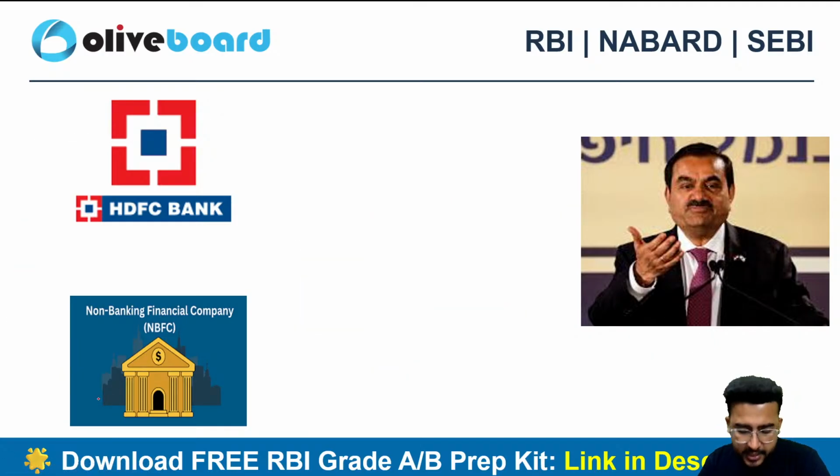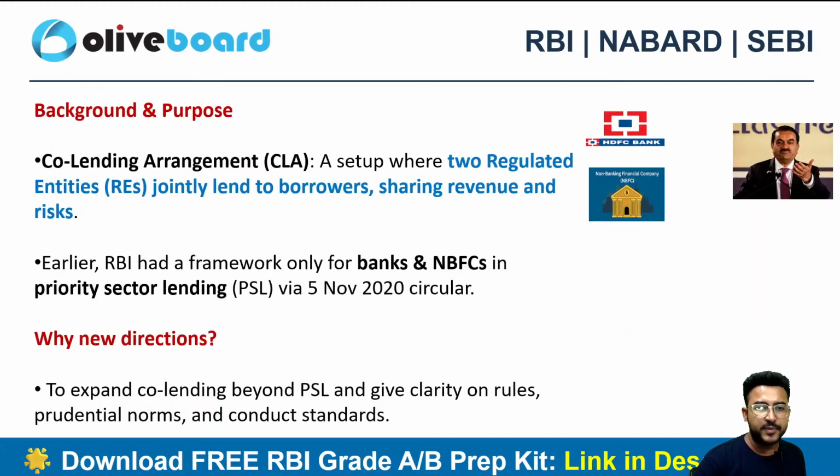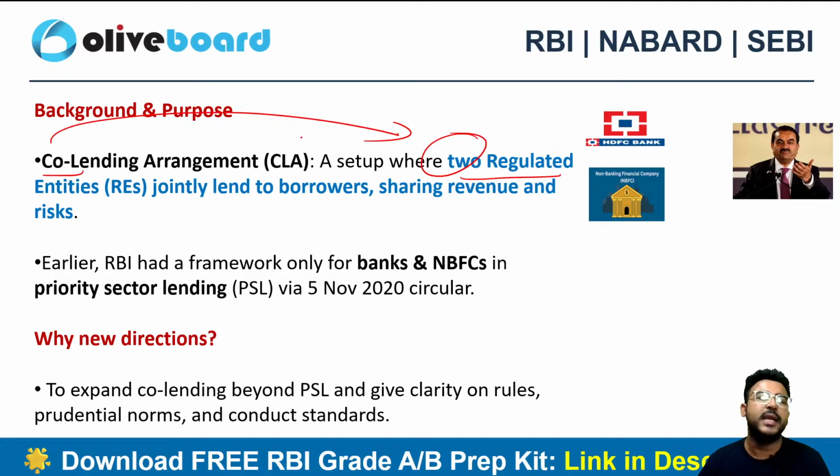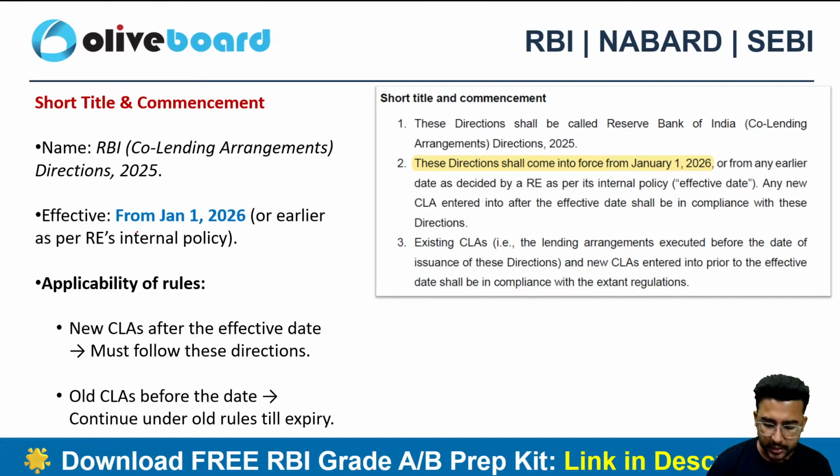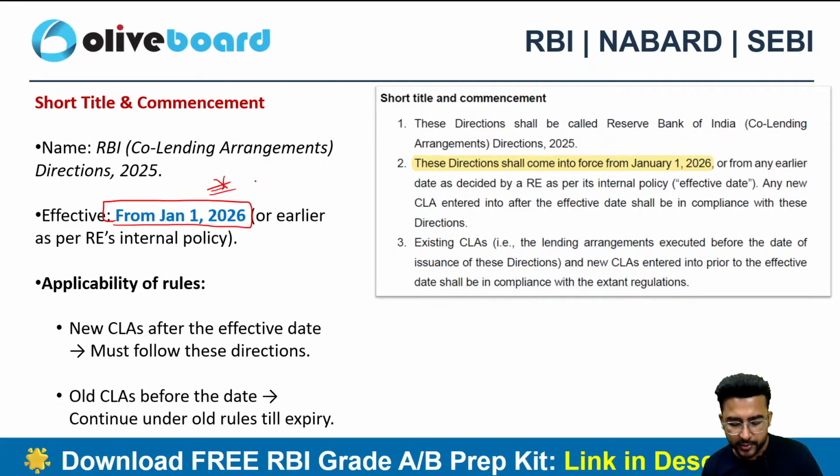Both the regulated entities will be sharing the interest element as well as the principal element. Two regulated entities, that's why we say co means 2, jointly lend to one borrower and they are sharing the risk as well as the revenue. Now this particular circular will be effective from 1st of January 2026. Important: from 1st January 2026, the circular will apply to you.